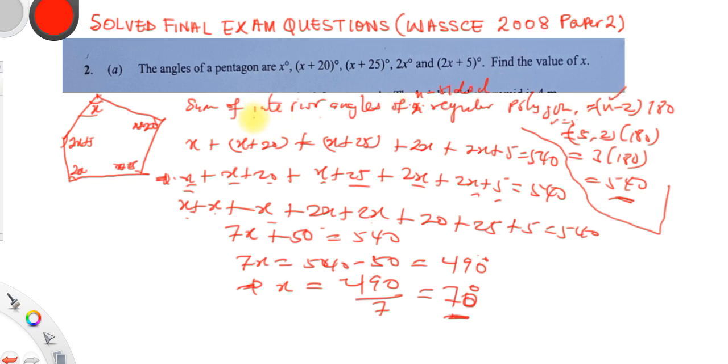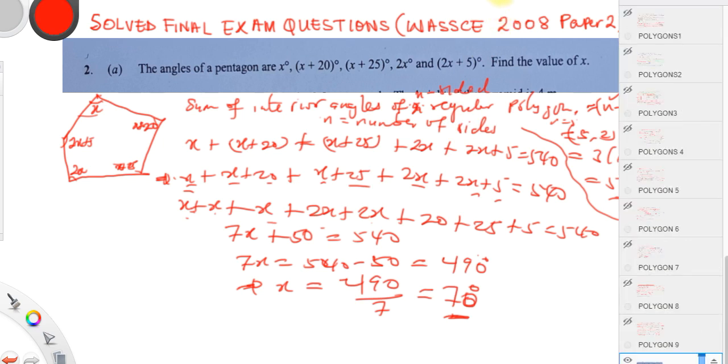Alternatively, you can also say the sum of interior angles of a regular polygon is given by n minus 2 times 180, where n is the number of sides. You have to define n as the number of sides. It is a theory question. That's why I've come back to draw attention to that, so that you'll be able to do that and score full marks. Otherwise, you will not get full marks. So it's very important to know that.